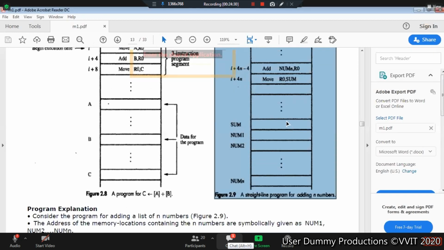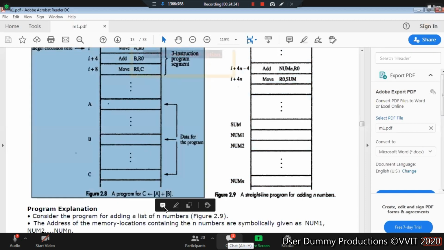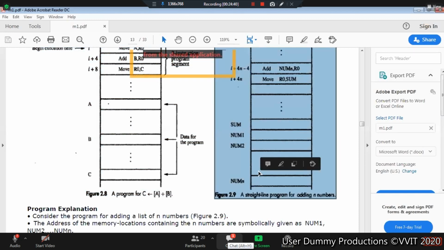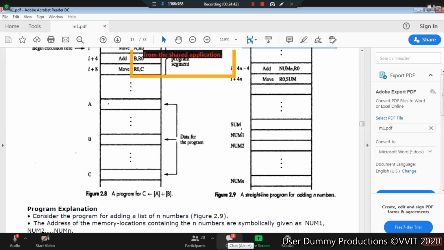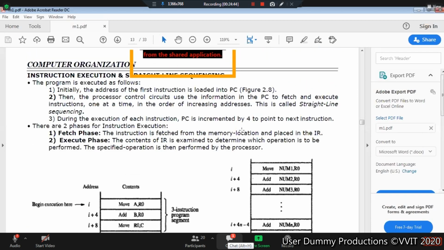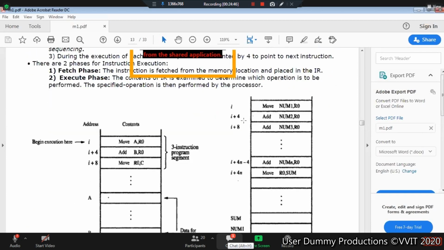Now, straight line sequencing for adding n numbers. So this program is adding only 2 numbers, where the content of A will be added with the content of B and stored in C. Now, if it is for adding n numbers, we can tell the straight line sequencing. Can anybody tell the program? See, what is the first line telling? Address I, what is it telling, ma'am?